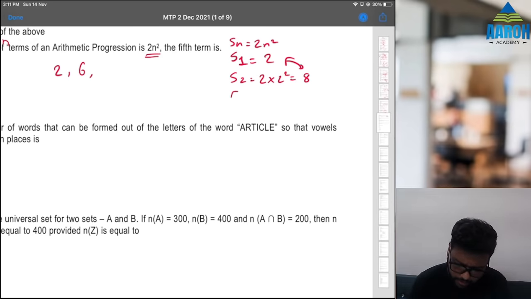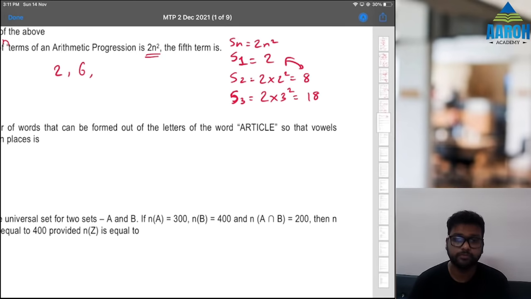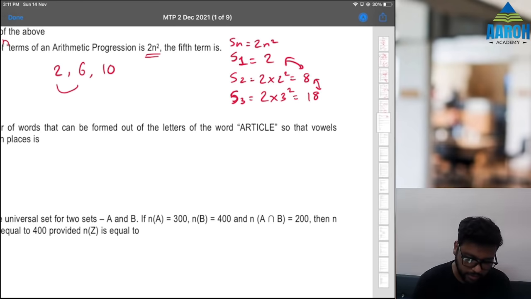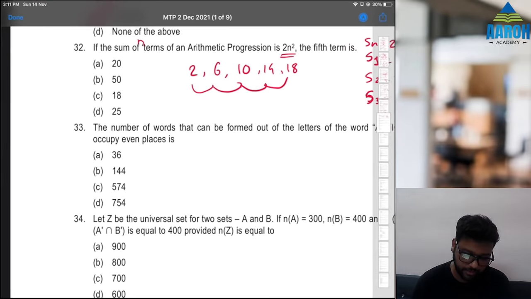Let's find the third term also. S3 will be what? 2 into 3 square, that is 18. So the next term will be the difference of 8 and 18, that is 10. So if you observe, the common difference is 4, 4, 4. So next will be 14, next will be 18. So the fifth term will be 18, option C.